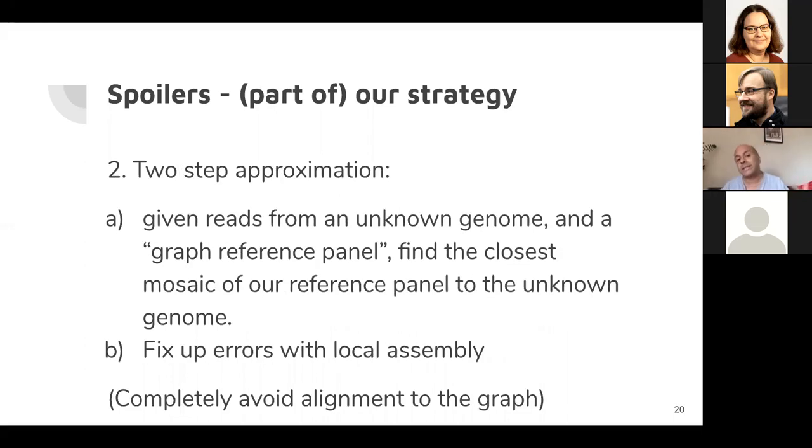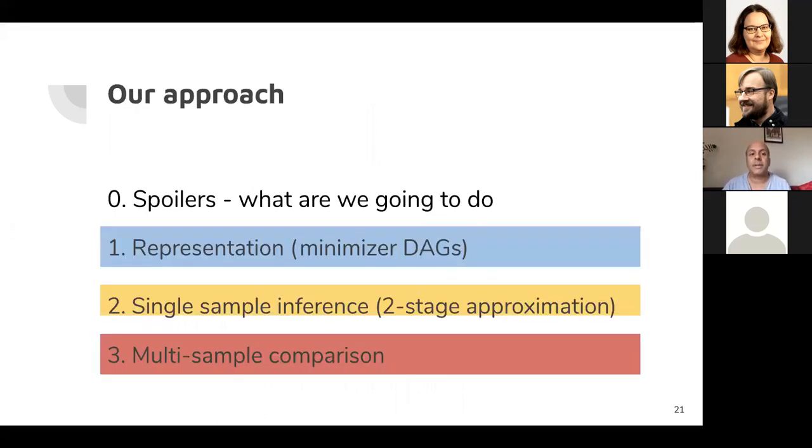That's the first thing. The second thing is, when you've mapped it, how do you infer a single genome? We're going to do that by finding the closest mosaic through that reference panel to the unknown genome. That's the first step, so our first approximation is a mosaic in our graph. That's not going to work completely, so we'll fix up all the errors with local assembly. And we go through that whole process without ever having to do full graph alignment, which is quite a costly process.